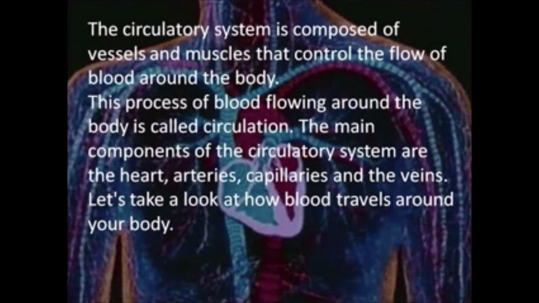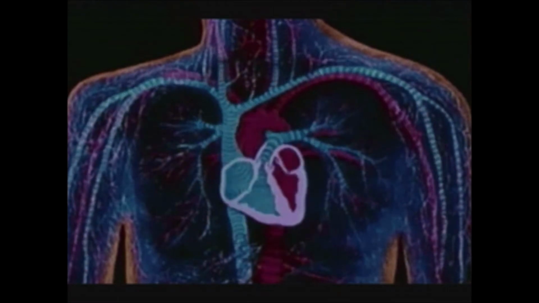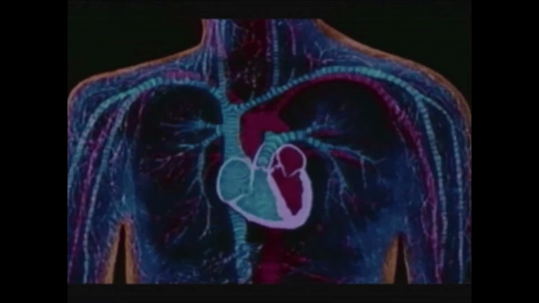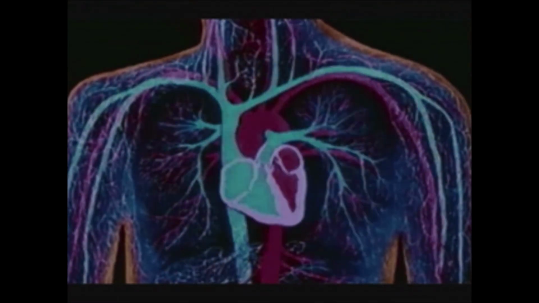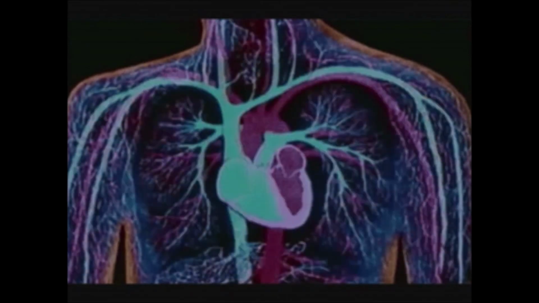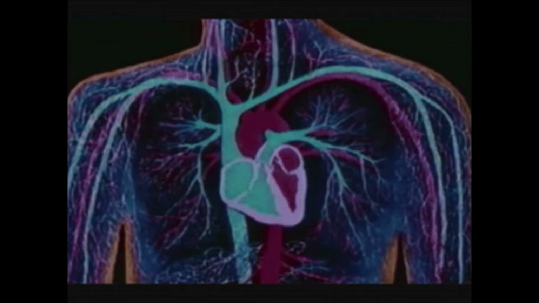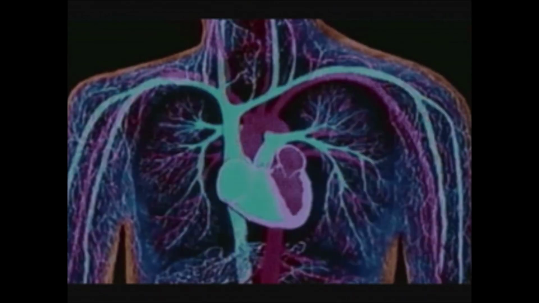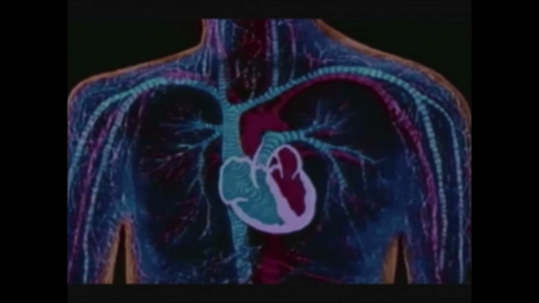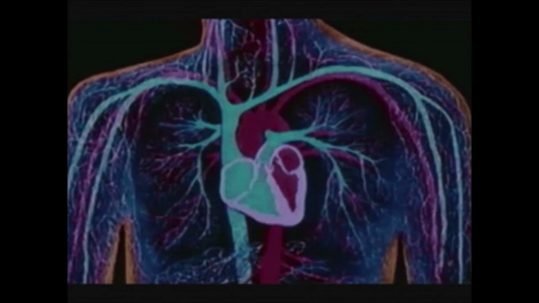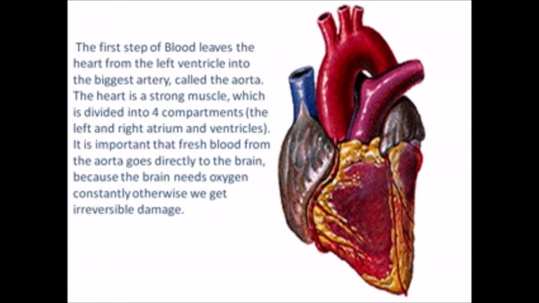The circulatory system is composed of vessels and muscles that control the flow of blood around the body. This process of blood flowing around the body is called circulation. The main components of the circulatory system are the heart, arteries, capillaries, and veins. Let's take a look at how blood travels around your body.